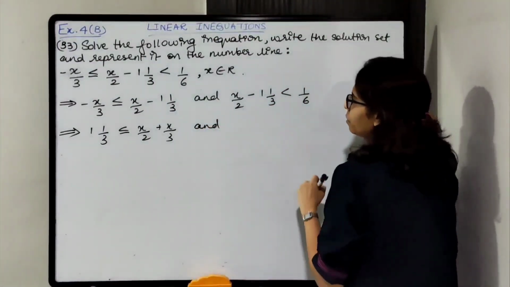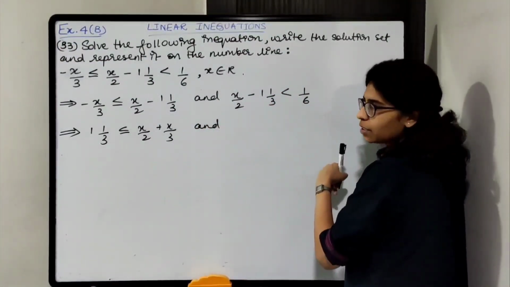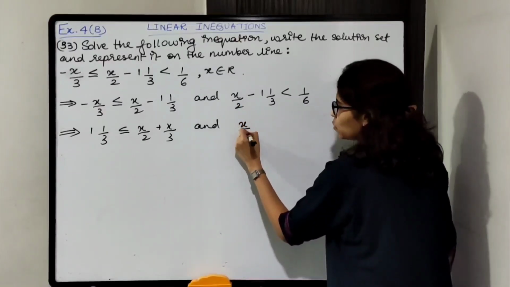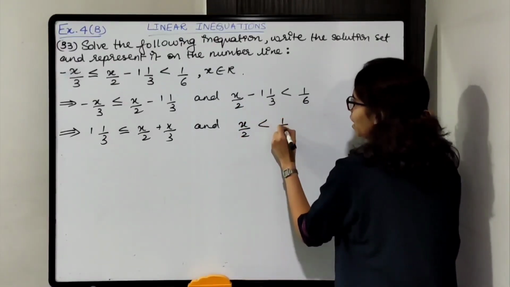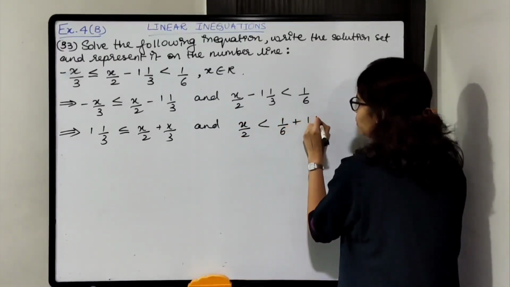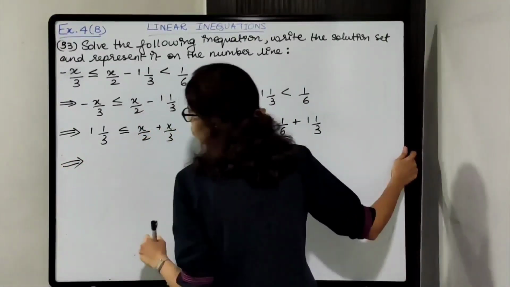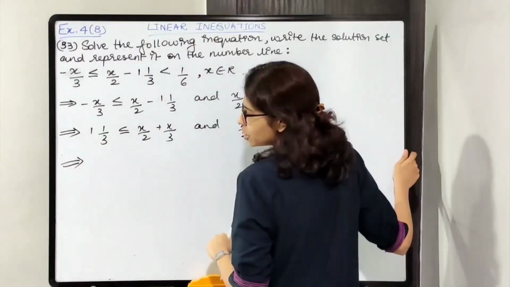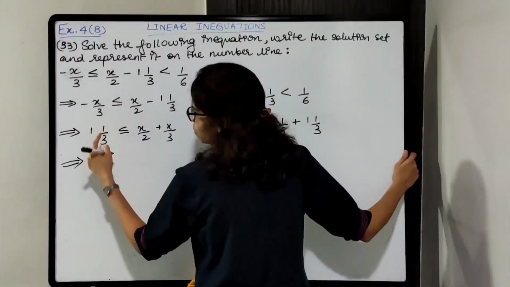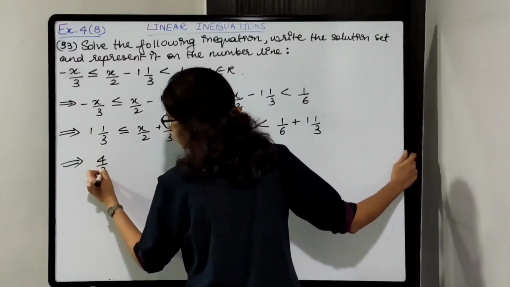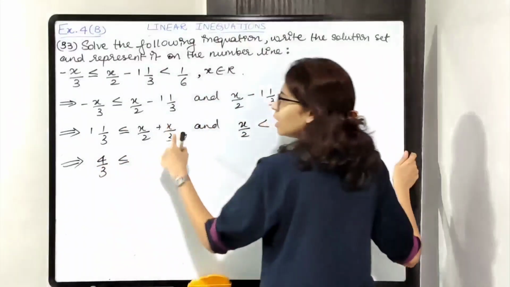And over here I'll shift the number on the other side. Okay, x by 2 ही है यहाँ पे, so let it remain as it is, and 1 by 6 plus 1 by 3 हो जाएगा. So solve this mixed fraction first. 3 ones are 3, 3 plus 1 4, so 4 by 3 less than or equal to LCM लेंगे.